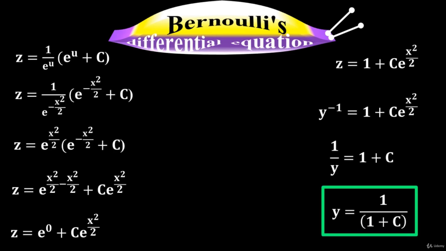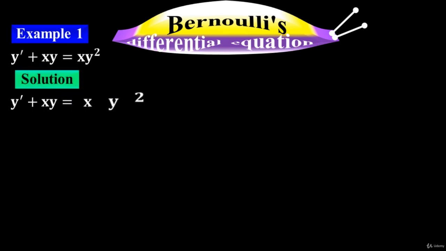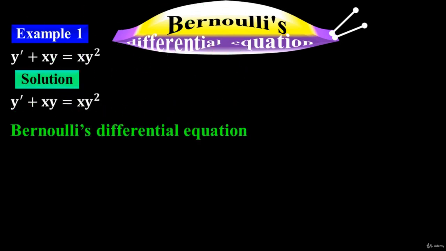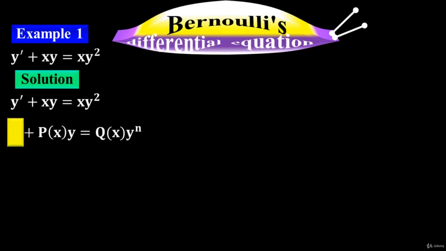And that's all. Well, let me do an alternate technique for step 3. Let me do an alternate method for the previous problem that I did. Example number 1. y prime plus x times y equals x times y to the 2. Solution. It's a Bernoulli's differential equation, and from the standard form of Bernoulli's equation, p of x is x and q of x is also x. y to the 2 is y to the n.